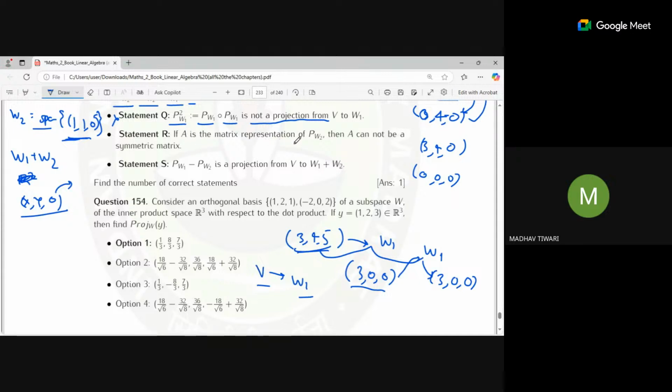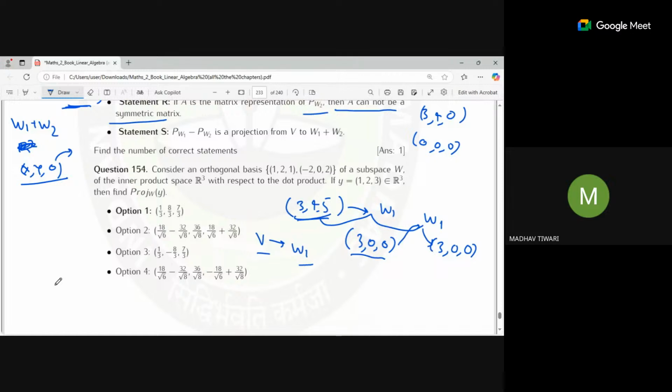Next is, a matrix representation of PW is given, then A cannot be a symmetric matrix. Okay. It can be a symmetric matrix. Suppose I have a matrix like this, 0, 1, 0, 0, 0. We know that the projection matrix, suppose I am taking any matrix here. So this can be my projection matrix, right? No change. So it is symmetric. It is possible. It means every vector I am using is mapped to itself, representing it on itself. So that's why it is also wrong.